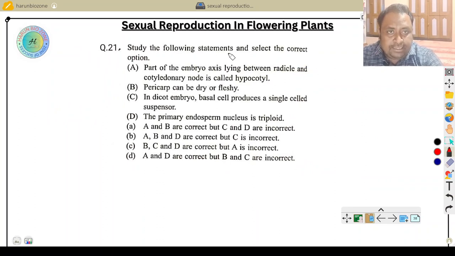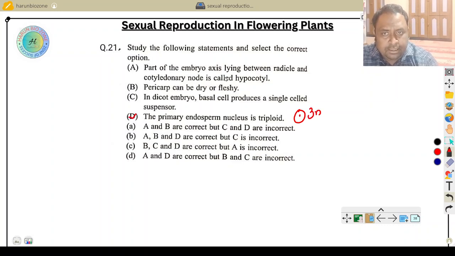Study the following statements and select the correct option. Part of the embryo axis lying between radicle and cotyledon node is called hypocotyl. Pericarp can be dry or fleshy. In dicot embryo, basal cell produces single cell suspensor. The primary endosperm nucleus is triploid. Here, the primary endosperm nucleus is triploid; this is the right answer.